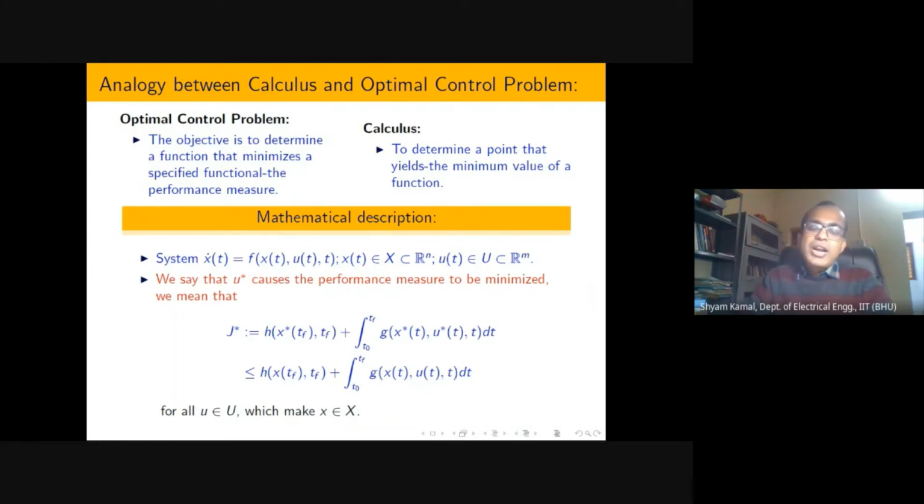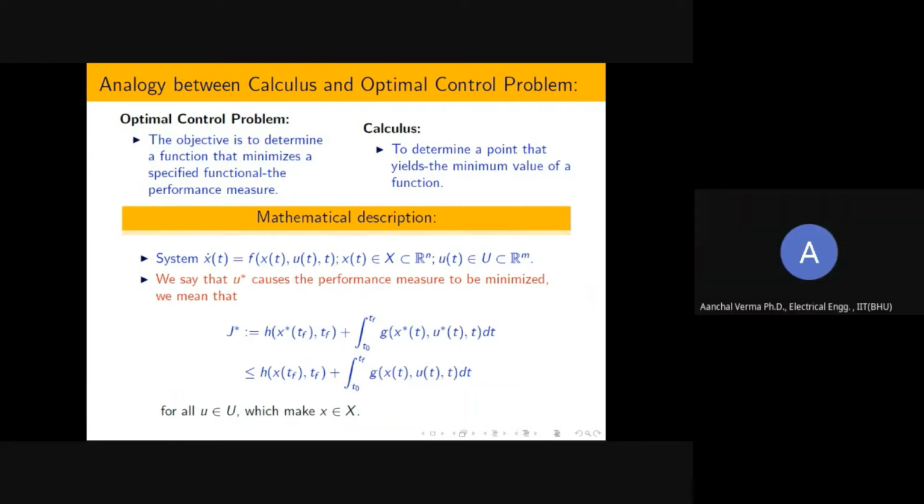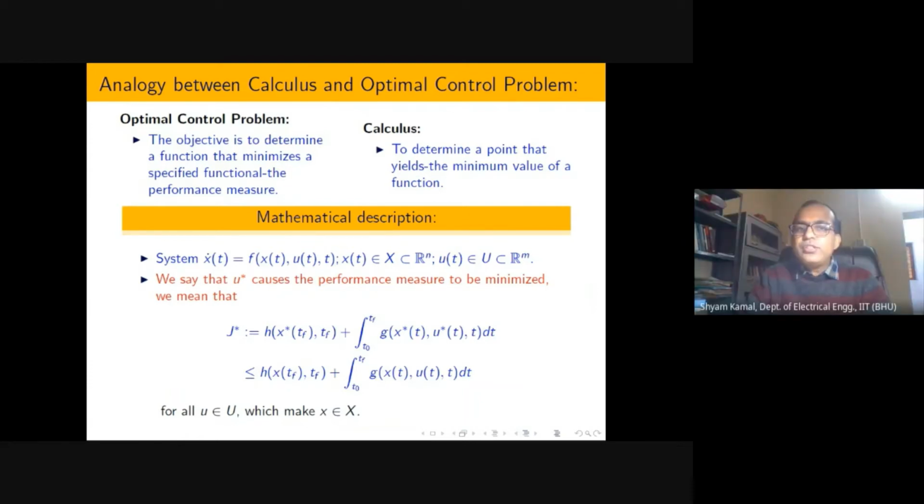So now, are you able to understand the difference between calculus problem and optimal control problem? Anchal? Yes, sir. Are you able to distinguish? Could you please repeat what you have understood?